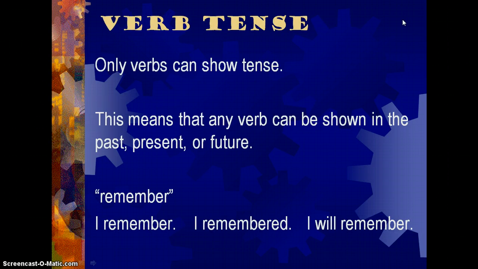Verb tense. Only verbs can show tense. This means that any verb can be shown in the past, in the present, or in the future. So you take a verb, let's say for example the word remember, which is a verb, it's something I can do. I remember, which would be in the present, that's something I can do right now.